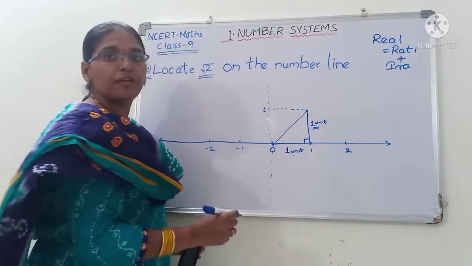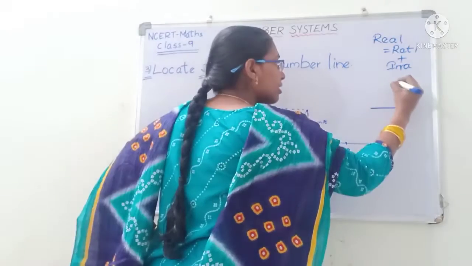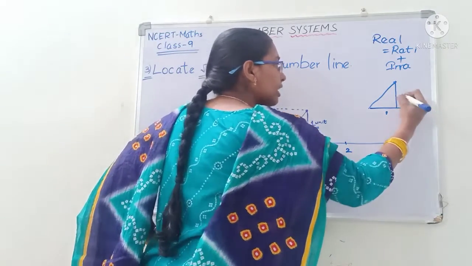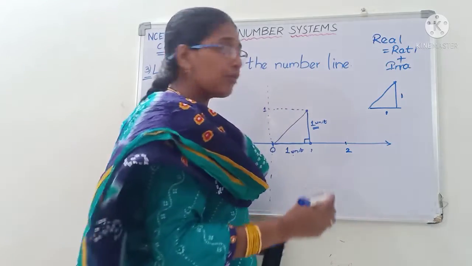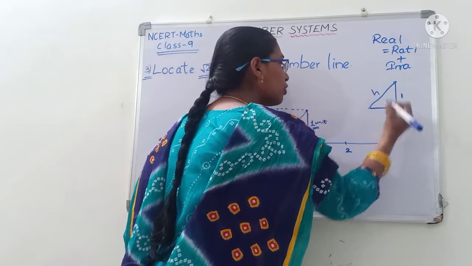Now, what is the shape, children? This is a right angle triangle. You all know, right? Right angle triangle. If one side is 1 unit, another side is another 1 unit, what will be the length of the hypotenuse, children?